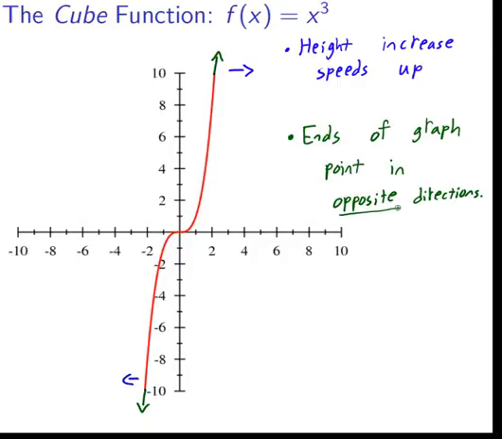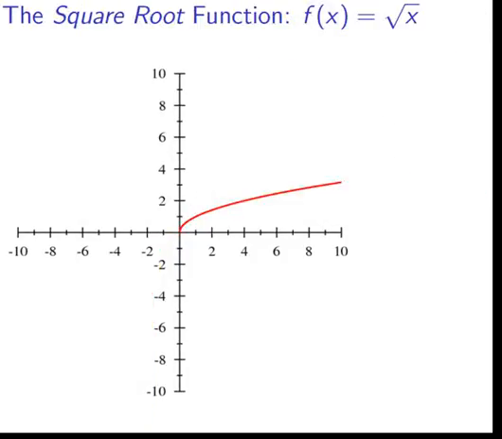All right, next one, the square root function. For the square root function, notice the farther we go out, the slower it's increasing in height, right? To get to a height of 2, we have to put in a 4. To get to a height of 3, we have to put in a 9. To get to a height of 4, we have to put in a 16. So the height increase slows down the farther we get out.